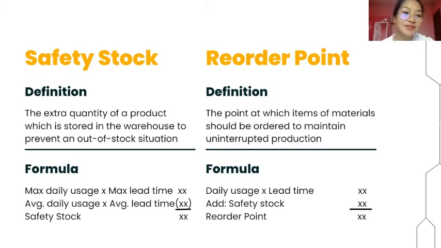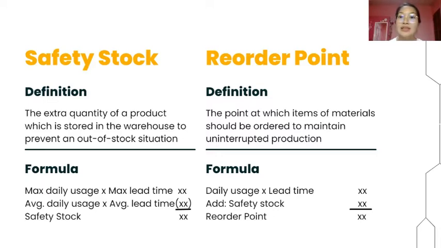Okay, so the formula for safety stock is the maximum daily usage of a material multiplied by the maximum lead time. Lead time is the number of days from placing the order until the material arrives. And then you deduct the average daily usage multiplied by the average lead time. So that gives you the safety stock.